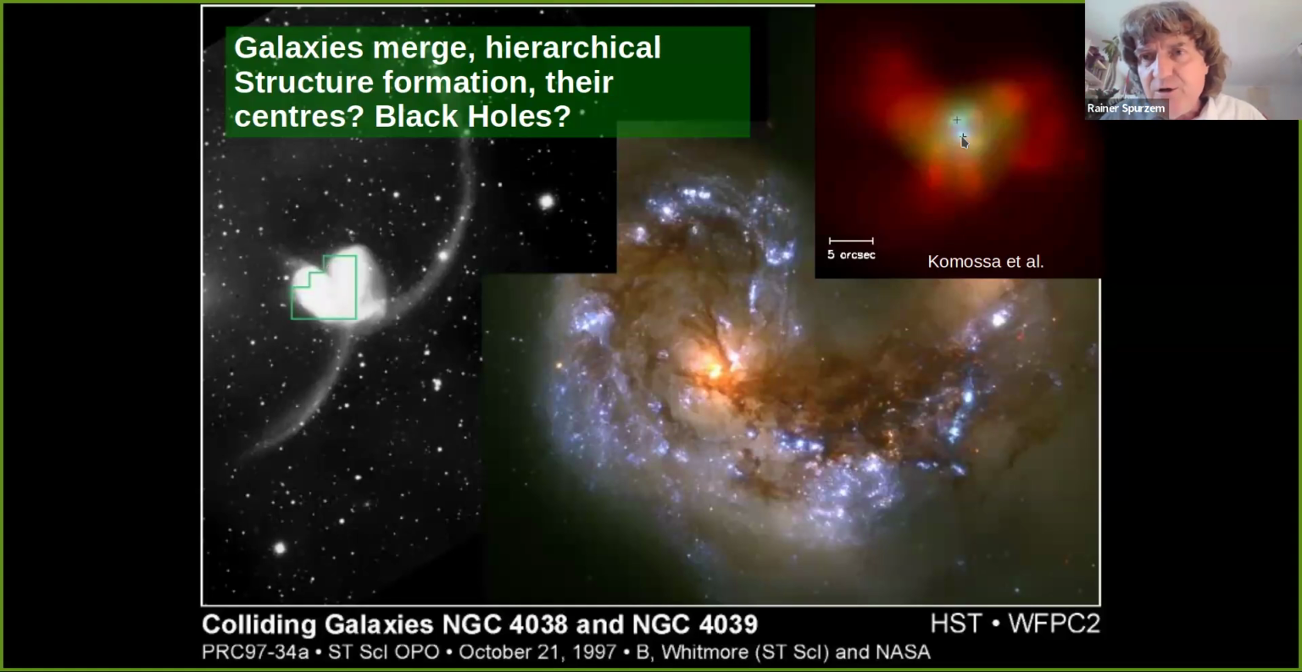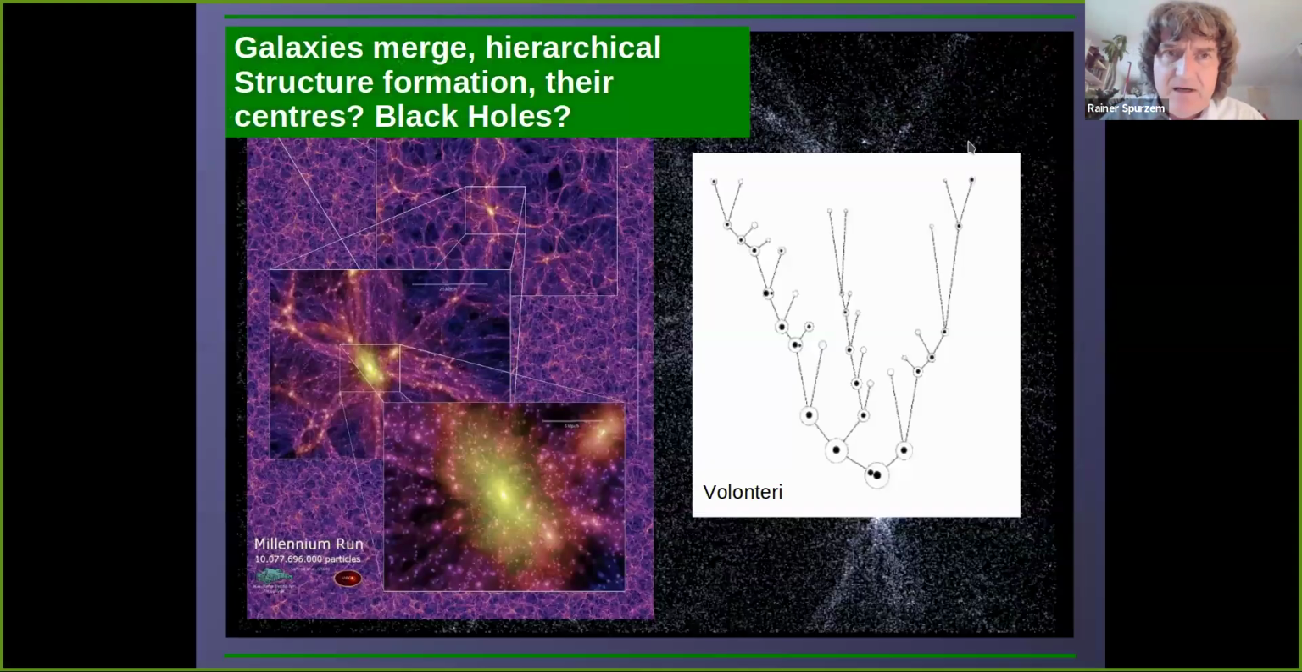Here is some interesting case. Stephanie Kumosa detected this, where in X-ray, actually, we see two nuclei very close to merger, and it is assumed that both nuclei have a supermassive black hole. Yeah, and cosmology, the structure formation in the universe tells us that galaxies build up from bottom up, from small units to larger units.